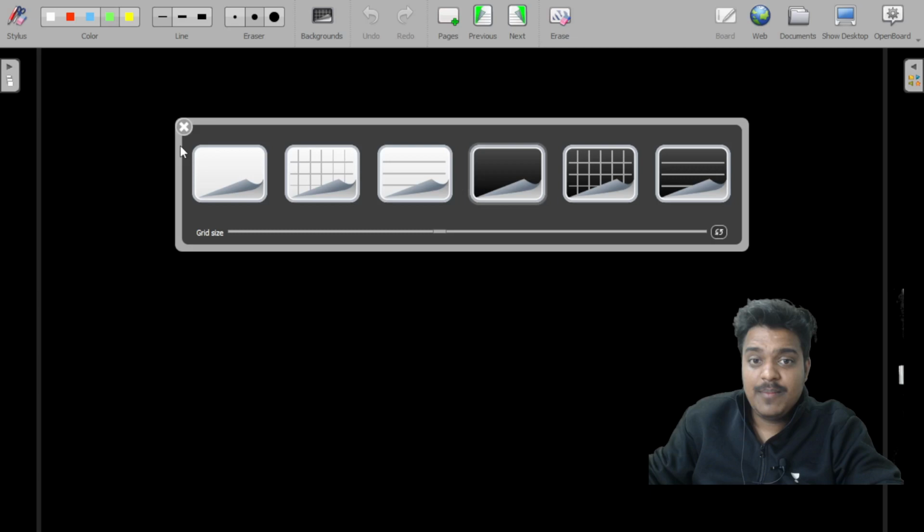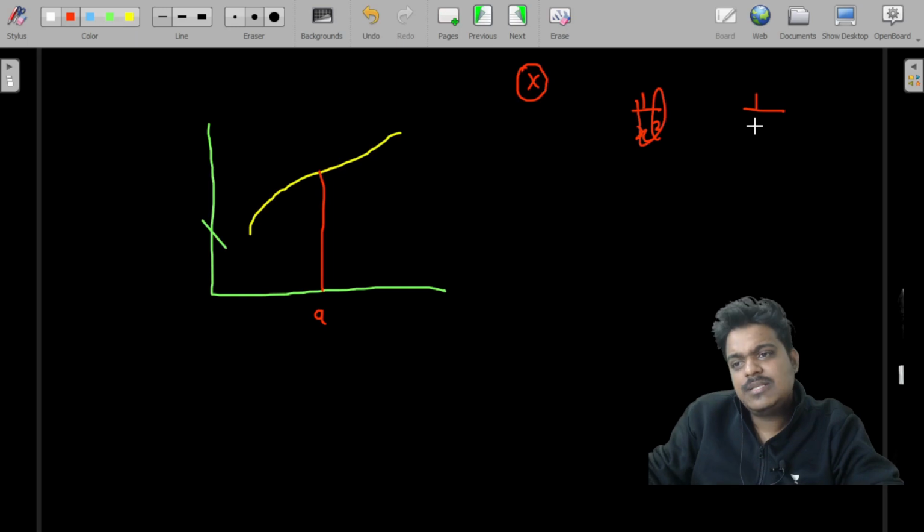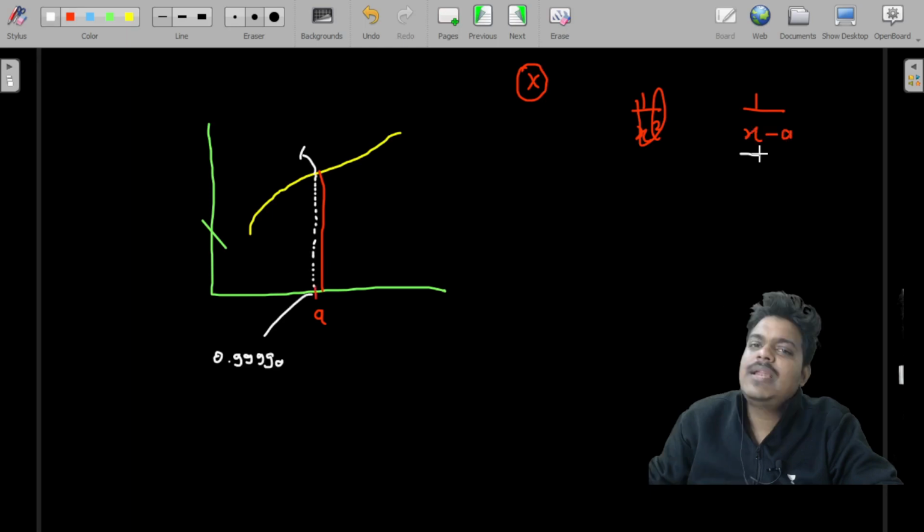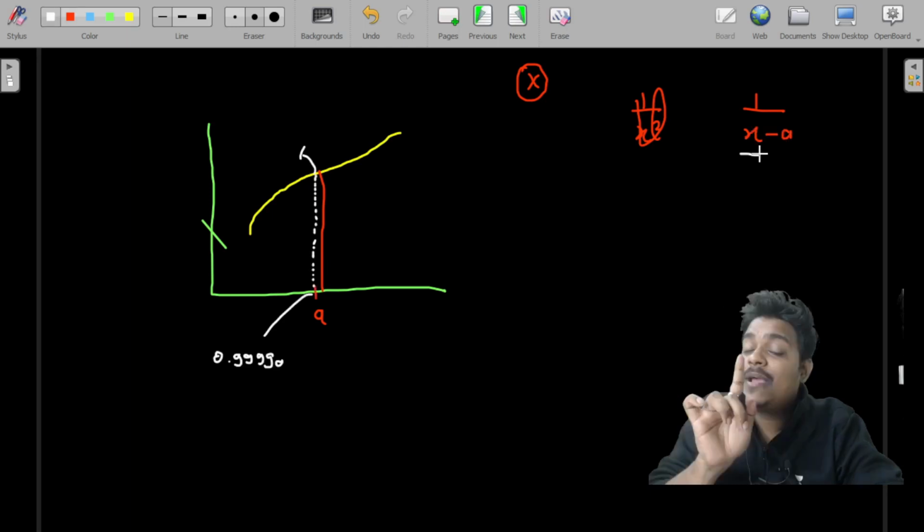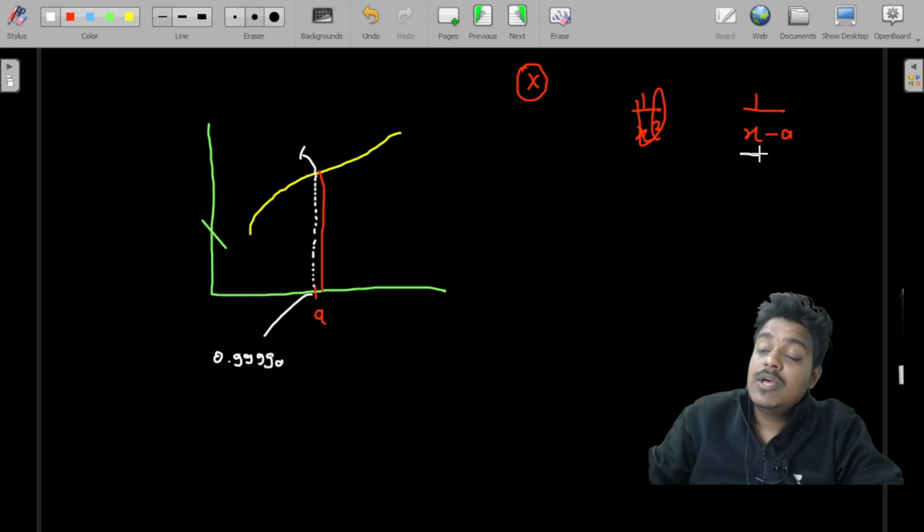So now let us move to this point. Suppose the equation is 1 upon x minus a. Now if I put x is equal to a, the value of the function will become 1 upon 0. So what I will do, I will take a value just to the left of a. You can consider it to be 0.9999a. I will try to find out the result at this point. There will be a result because x will be 0.9999a, so the denominator will not become 0.